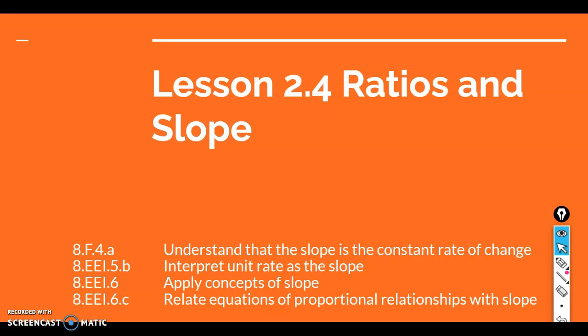Today's lesson, 2.4, is on ratios and slopes. Today, you will learn that slope is a ratio that compares the change in y values to the change in x values. You will also connect the ratio that compares the change in y to the change in x to the explicit rule that explains the relationship between x and y, and to the slope of the line that passes through the ordered pair.